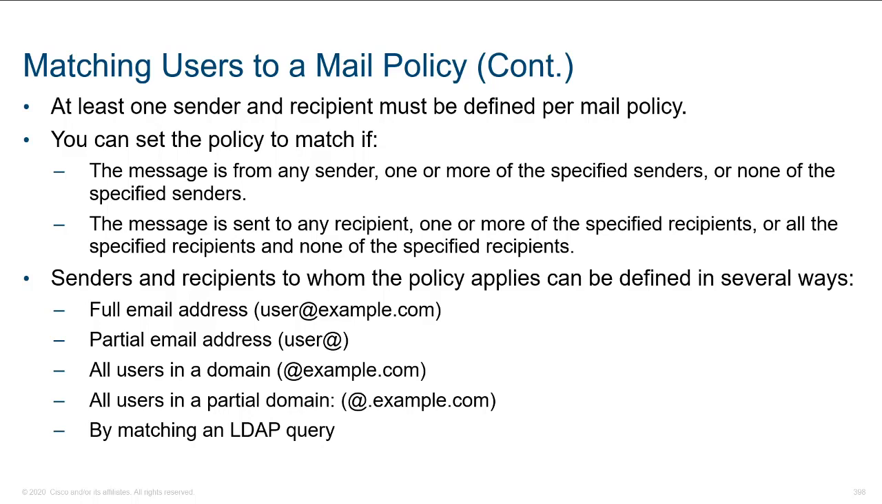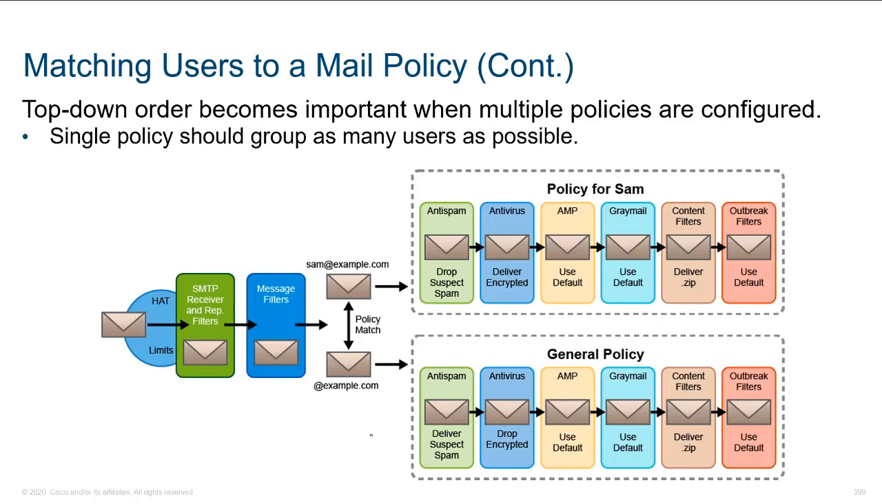The senders and recipients to whom the policy applies can also be defined in a number of ways. Either full email address or even partial, like you see there. All users in a domain, or all users in a partial domain. We could hit subdomains if we wanted to. And then additionally, as mentioned before, we can tie this into LDAP queries as well. So the top-down order becomes important when you have multiple policies. The first match that you hit is what you're going to take.